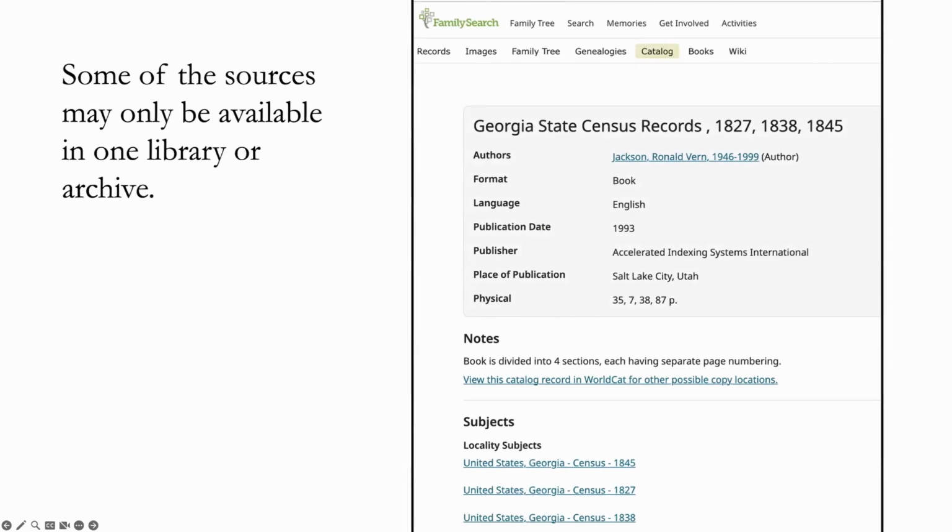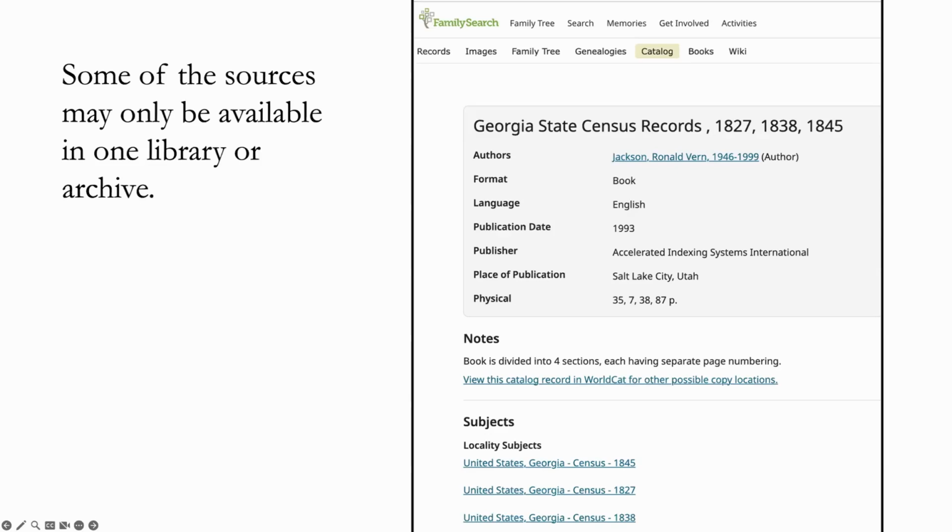Now, it may be that the record is only available at one single library or archive. Some of these documents may be so, let's call it uncirculated, uncopied, undigitized kind of records that are just sitting in a pile of records at some archive. Those are the kinds of things that you may find in other locations and you may not.